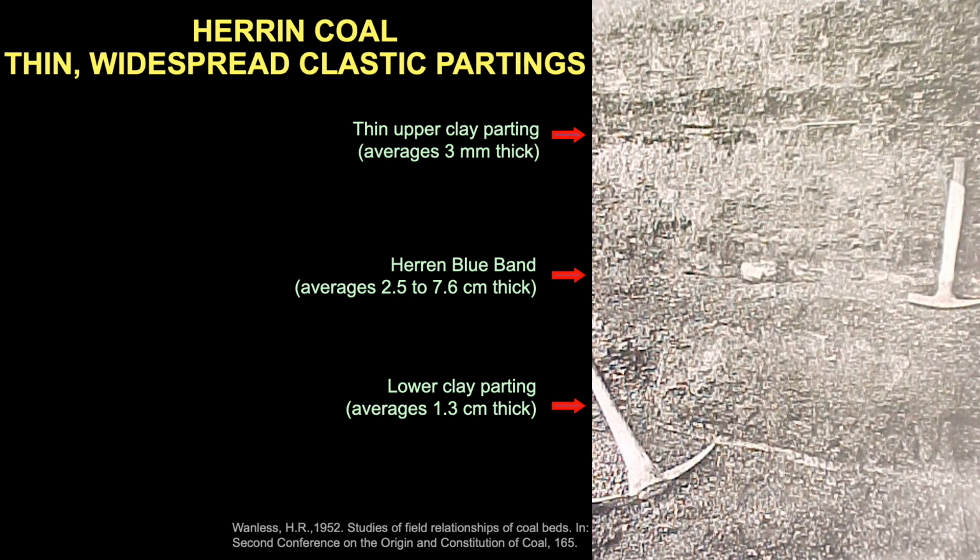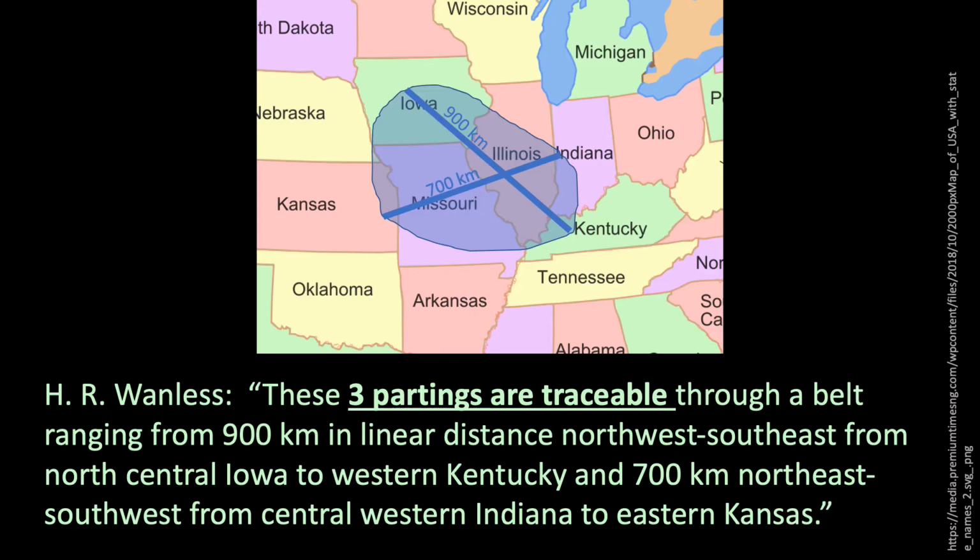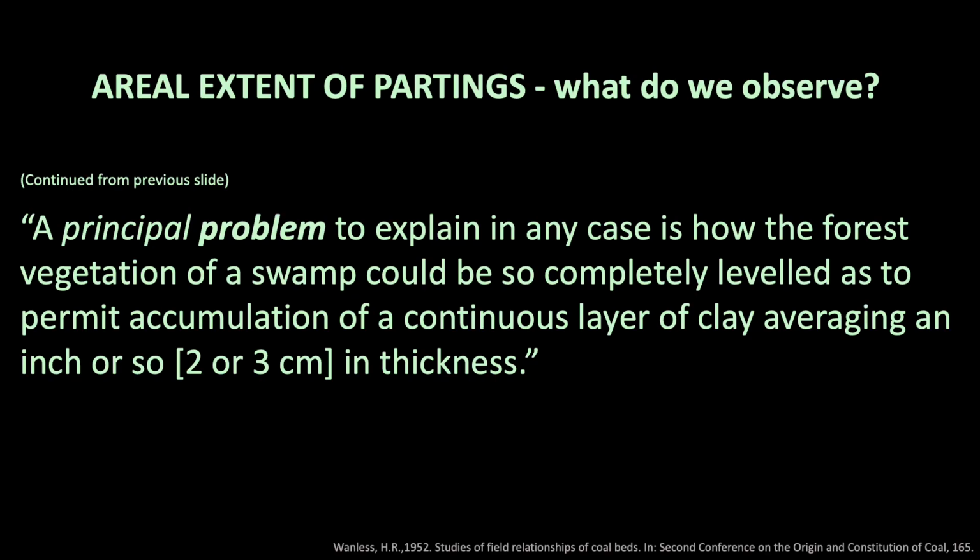Well, how far did these partings spread? These three partings are traceable through a belt ranging from 900 kilometers northwest to southeast, from north-central Iowa to western Kentucky, 700 kilometers southwest to northeast. And that's a problem. If this was a swamp, how would you get these very thin partings to extend over this large distance? The author of this paper, Mr.